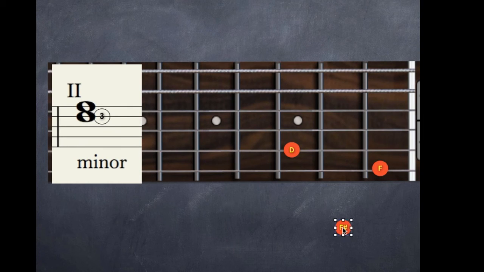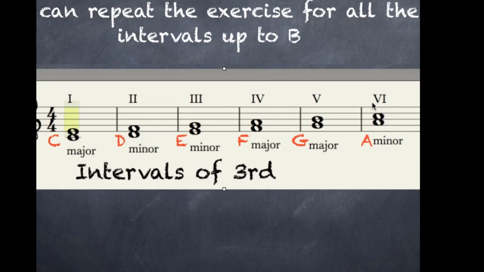And finally we take the top 2 strings, we play the D on the 3rd fret of the 2nd string, and F on the 1st fret of the 1st string. So it's nice to practice these, if you can, just these intervals, to get the feel of the sound.